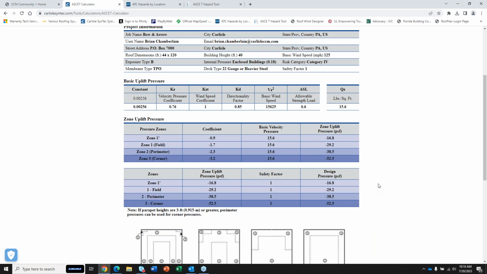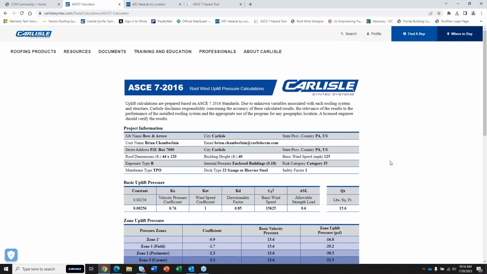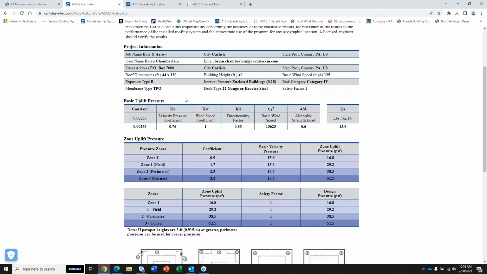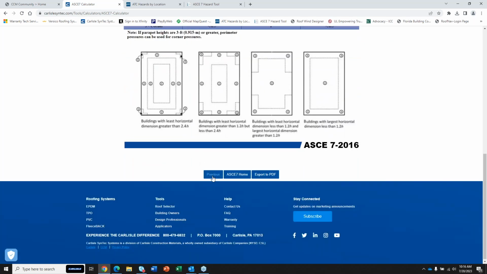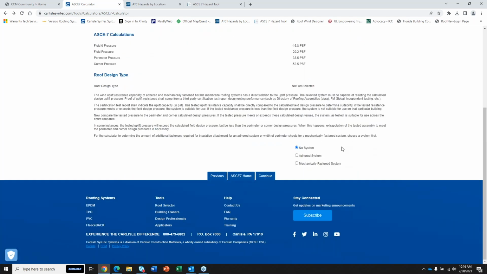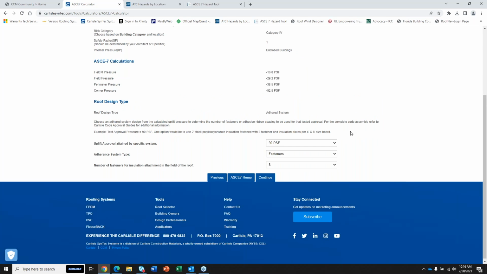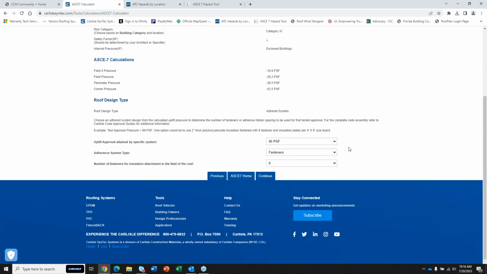It gives them the pressures, and then we can fill in the blank associated to the system that may be necessary if they haven't chosen one. At this point, we can actually hit previous and go back, and we can look at the other options, which is an adhered system. If you hit continue again, you then have some options to put a system in, but we need to know the actual system application, meaning have the actual tested assembly that we list within our code books.